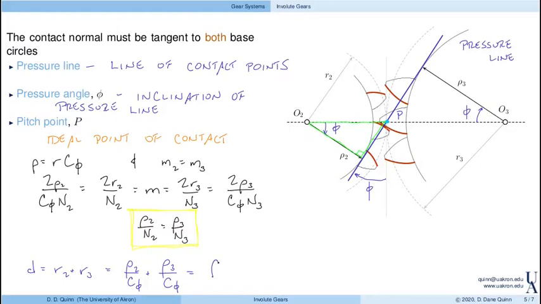Or rho 2 plus rho 3, divided by cosine of phi. As a result, we can actually solve for the pressure angle given the center distance and the base circle radii of the two gears in mesh. Oftentimes gear designers will specify a pressure angle, and then that might determine the mounting distance between the two gears in mesh.